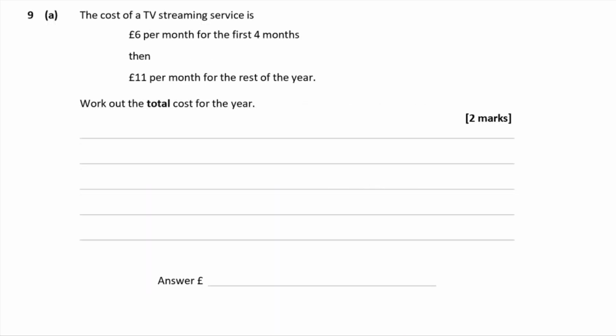The cost of a TV streaming service is £6 per month for the first 4 months, then £11 per month for the rest of the year. Work out the total cost of the year. Yes, like all these companies want to sign you up with a cheap rate and then they hike up the price, don't they? It's fairly typical business practice, unfortunately.